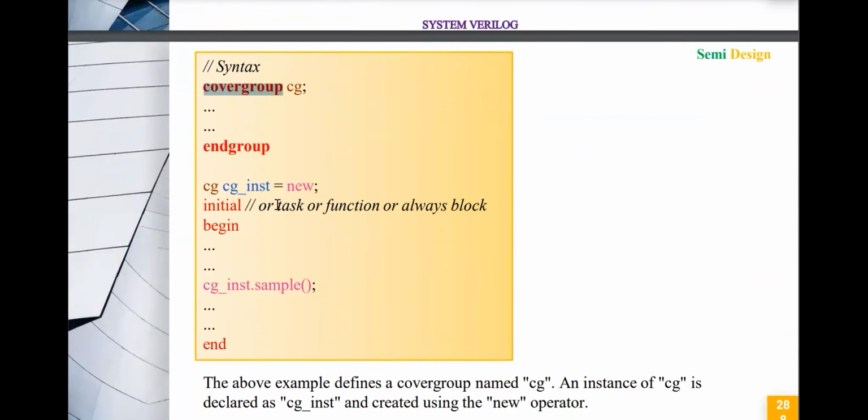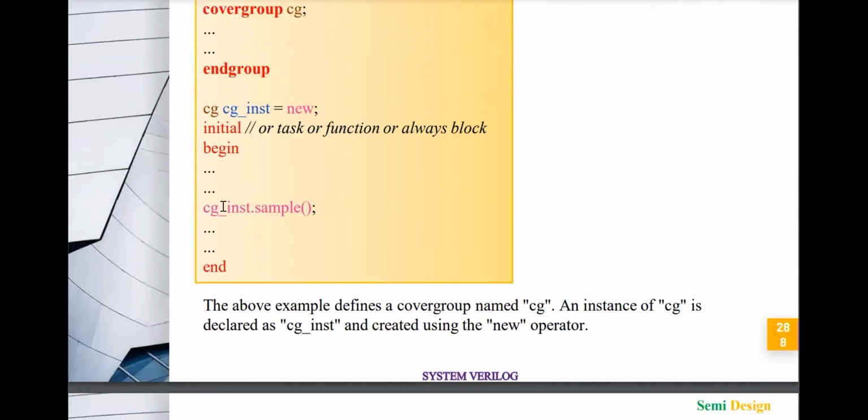What is meant by sample? By using the sample method only, we can run the coverage. Covergroup CG, endcovergroup. For CG we have created the instance, and in the initial begin, cg_instance.sample is the method. It is a predefined method. We need to use only sample. Then only the coverage will be run.